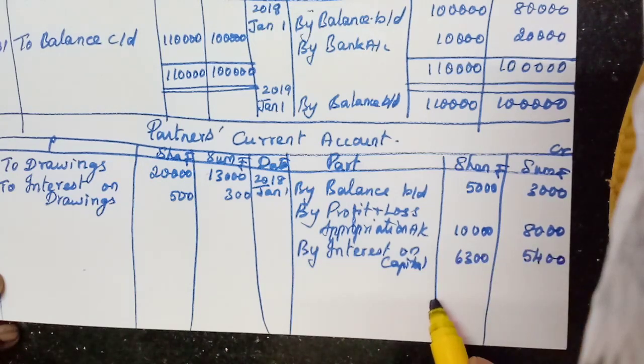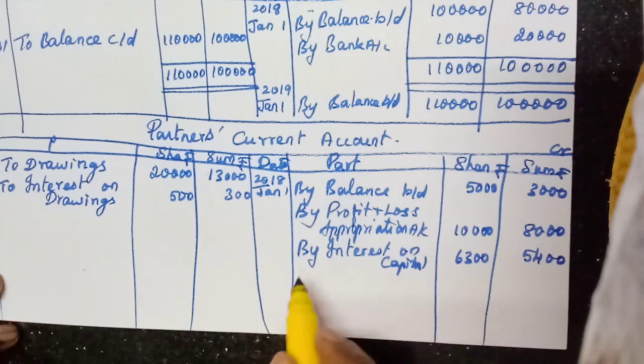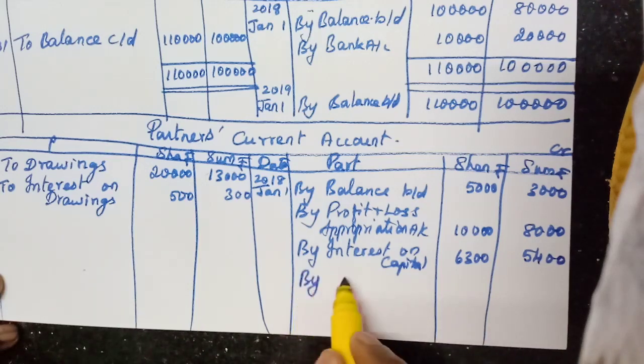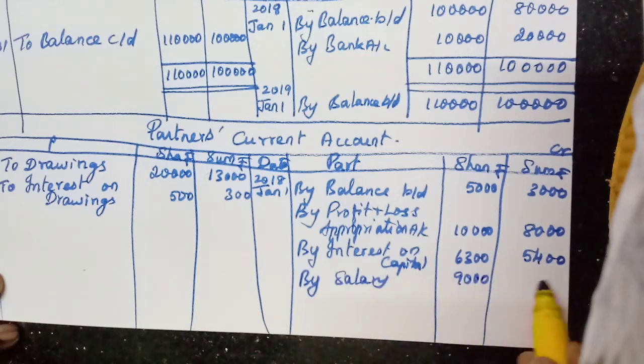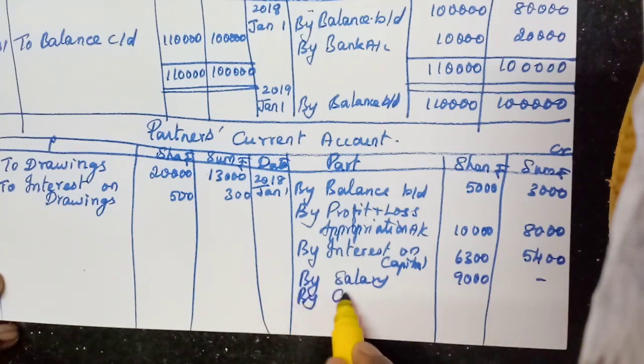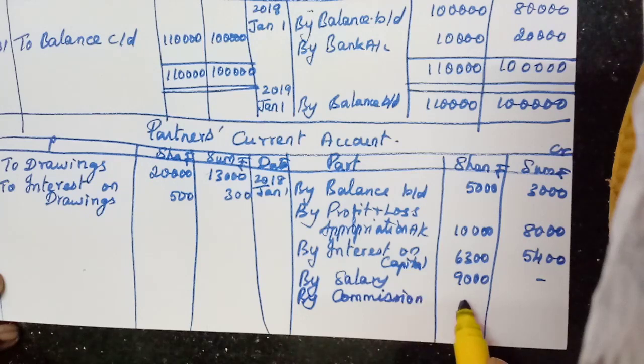5,400. Then salary, by salary. 9,000 only for Shanti. For Sumati, nothing. You put dash. Okay. Then commission, by commission. Commission for Shanti, no. For Sumati, 1,200.